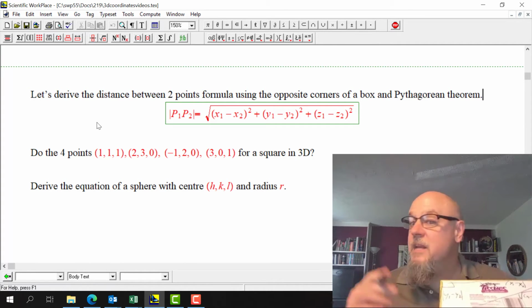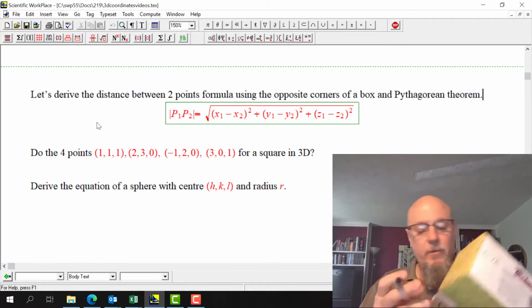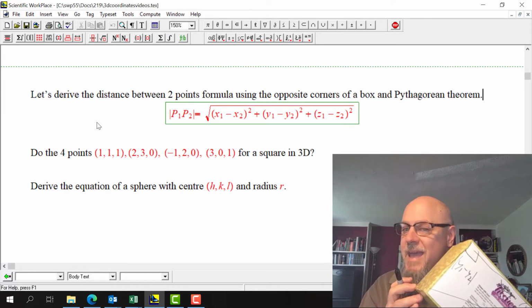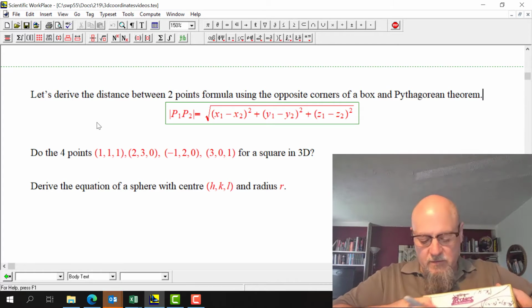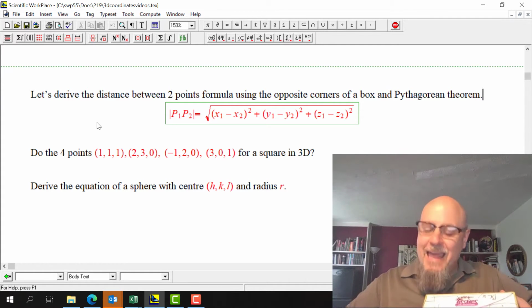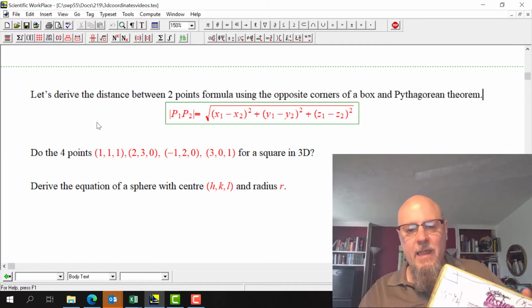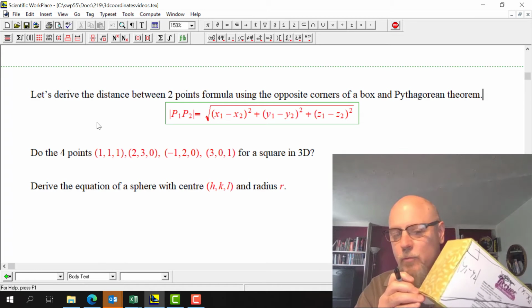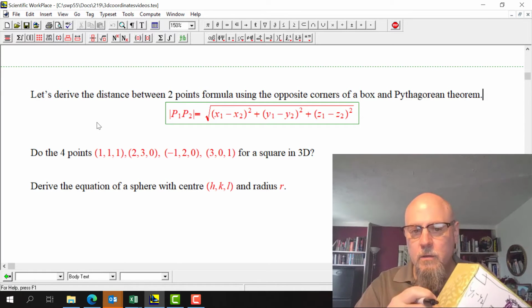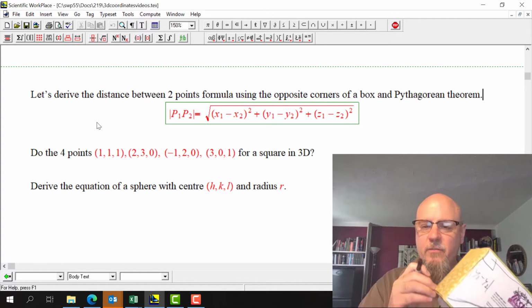Now I need another right triangle. A right triangle has a hypotenuse, which is what I'm trying to find, the distance between these 2 points. And it has 2 legs. The first leg is this distance that I already know. The second leg is this distance here. The actual right triangle kind of cuts through this box, but it has a right angle on this corner. One leg, two legs.